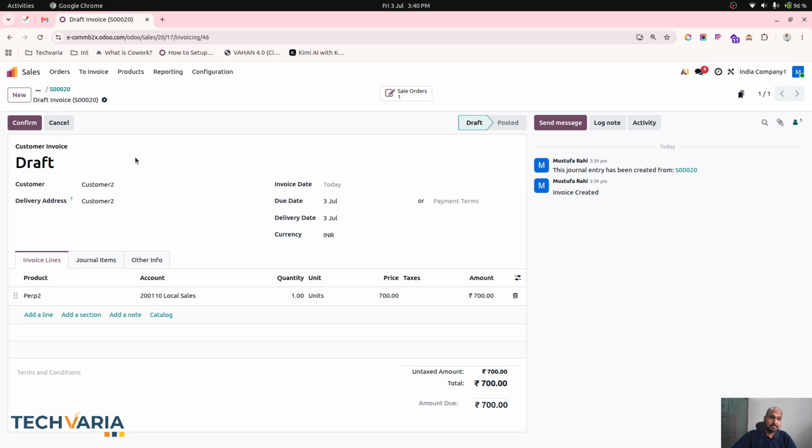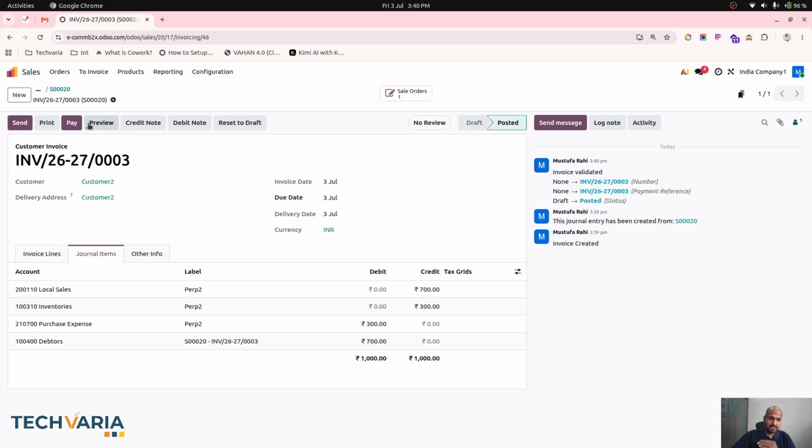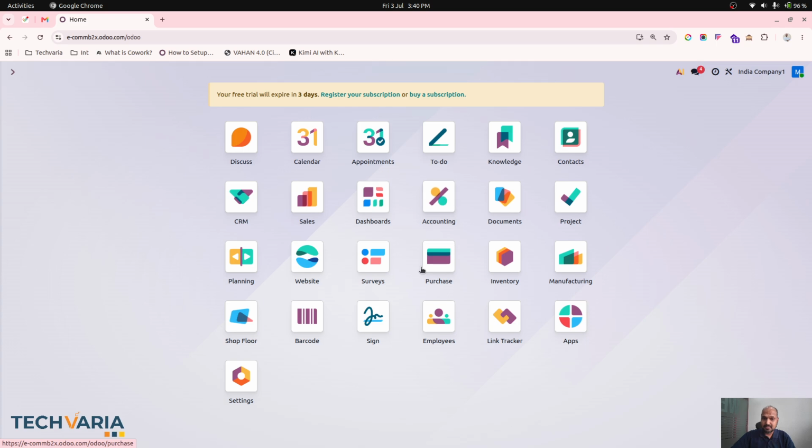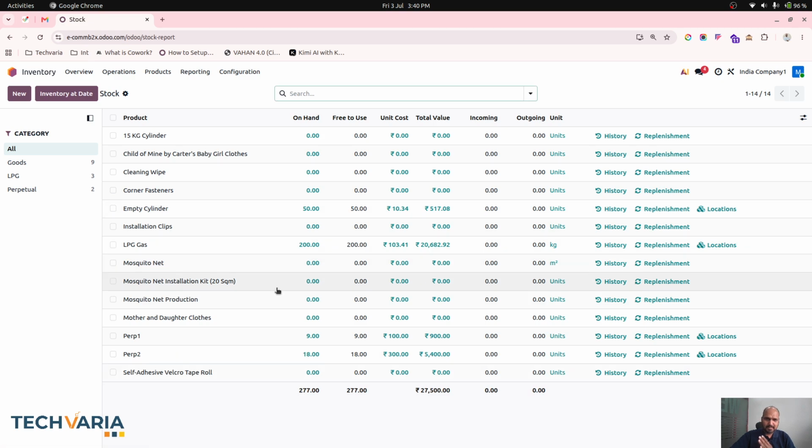So here, friends, what happened? I have already sold 2 items which are out of my inventory. Now I realize that this product should not be trackable. In my stock report, you can see 27,500 worth of stock is there, and 18 units worth 300 rupees for perpetual 2 are available in my stock, and I don't want this to be trackable.